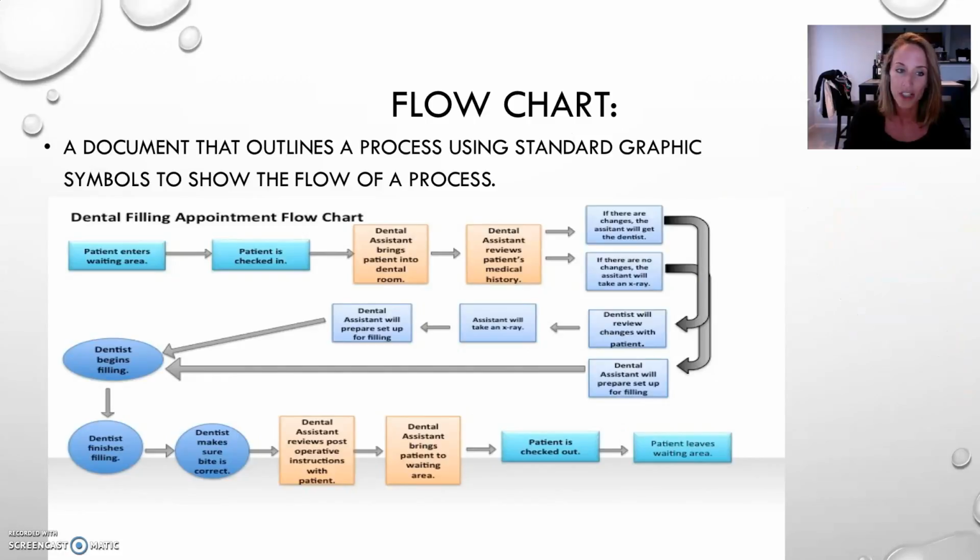Flowcharts. Flowcharts are a document that outlines a process using standard graphic symbols that show the flow of a process. These charts can be drawn out on paper or they can be created inside of the Microsoft Office suites. It's very simple and easy to understand, and each step is outlined with arrows showing where to go to the next step. Some of the advantages are that it shows clear documentation and allows for someone who doesn't understand a process to actually pick it up quickly without really diving into the process.